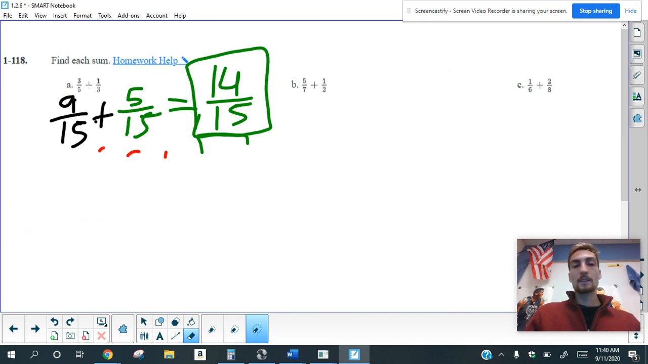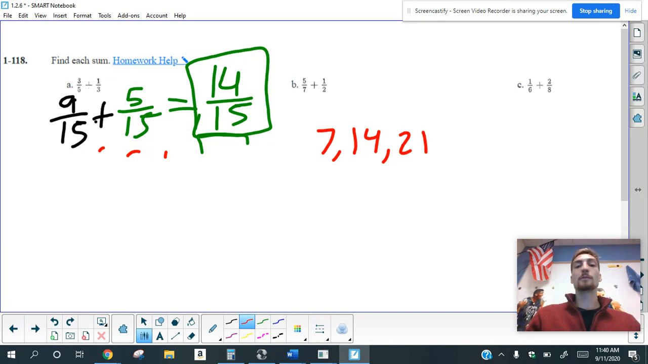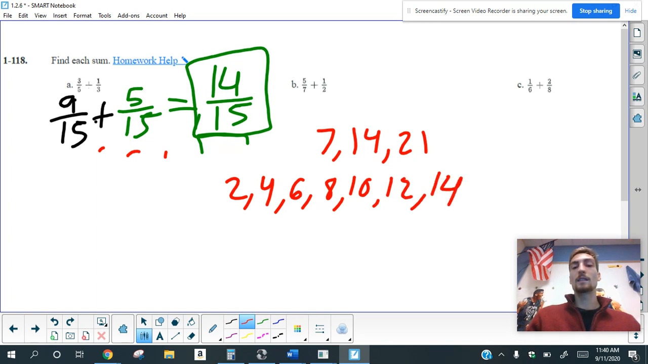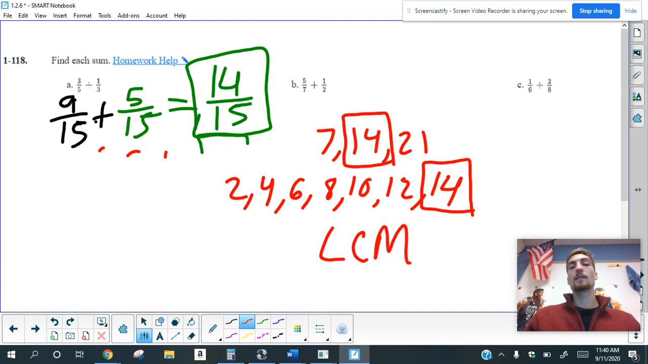All right, moving on to the next problem. It says 5 over 7 plus 1 over 2. So once again, I need to figure out what number 7 and 2 both go into. Well, 7, 14, 21, those are my multiples of 7. And then if I go multiples of 2, it'd be 2, 4, 6, 8, 10, 12. Oh, there's 14. That was one of my multiples of 7. It's also a multiple of 2. So 14 is my least common multiple, right? The number that both of those numbers go into. So now I'm going to make my fractions out of 14.